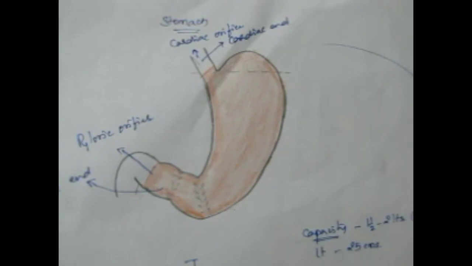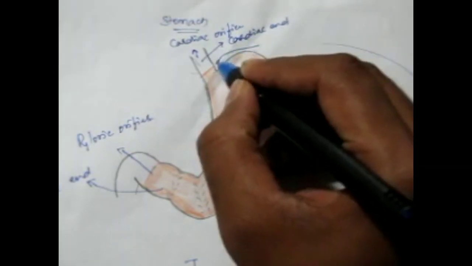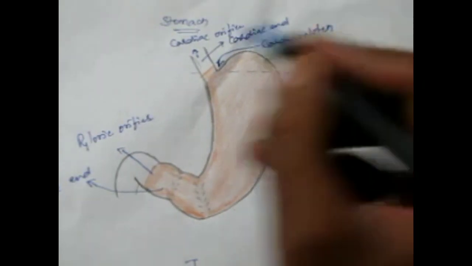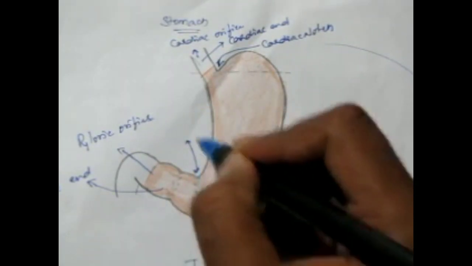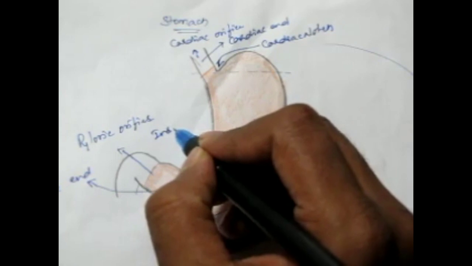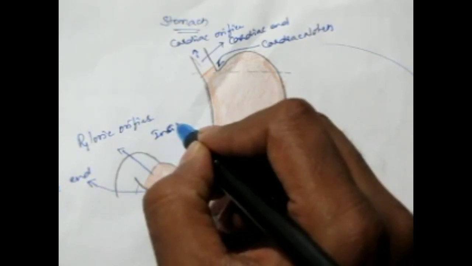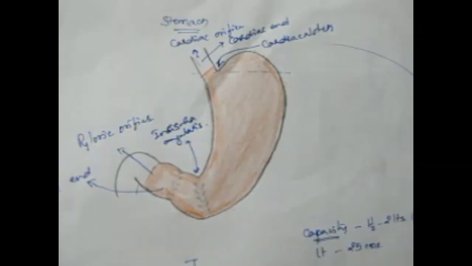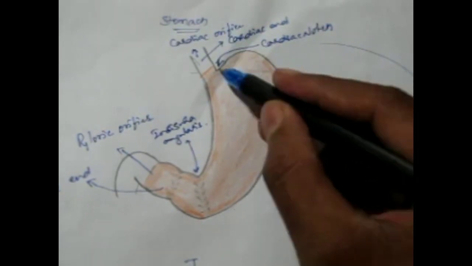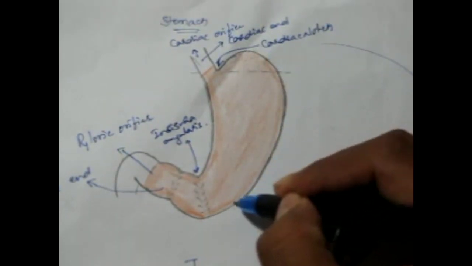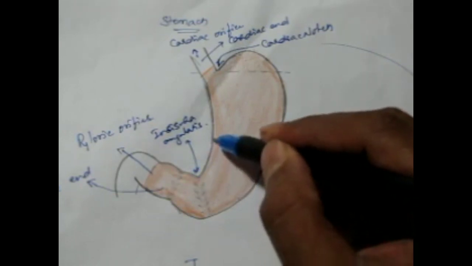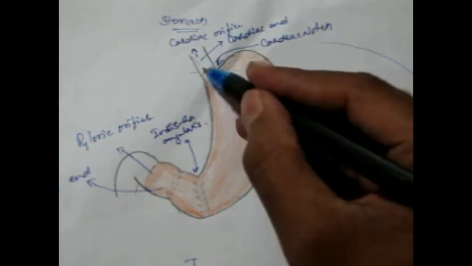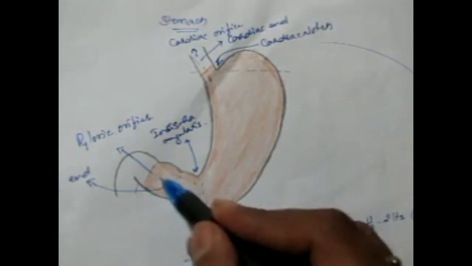Two notches are there, the cardiac notch and the incisura angularis. Two curvatures, greater curvature and lesser curvature. Two canals are there, the cardiac canal and the pyloric canal.